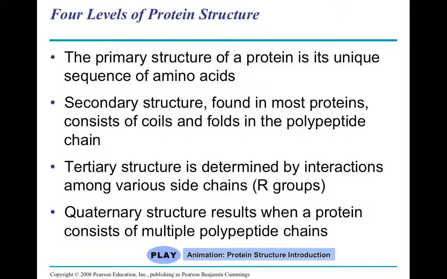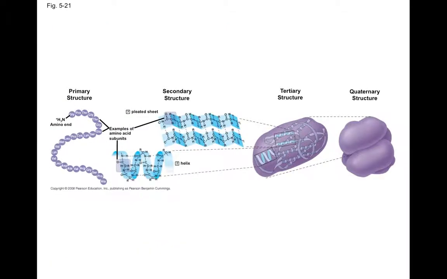And then the secondary structure, which is found in most proteins, but not all, it depends on how big they are, consists of the coils and folds in the polypeptide chain. So when you put all the amino acids together, they might form like a helix, or a pleated sheet. So here are 2 examples. The most common ones are a helix or a pleated sheet. It's kind of like corrugated iron, like something you'd see on the top of a shed, like the roof, like the corrugated steel. So that's what a pleated sheet looks like. And then the other option is a helix.